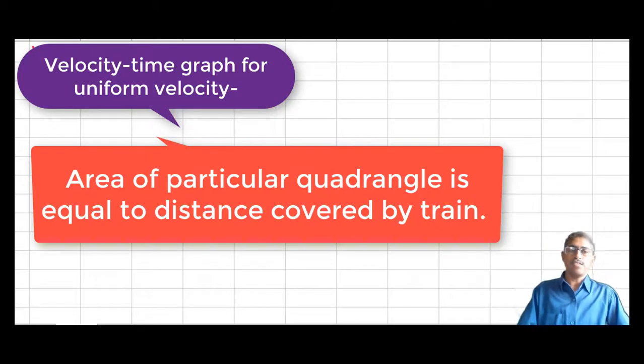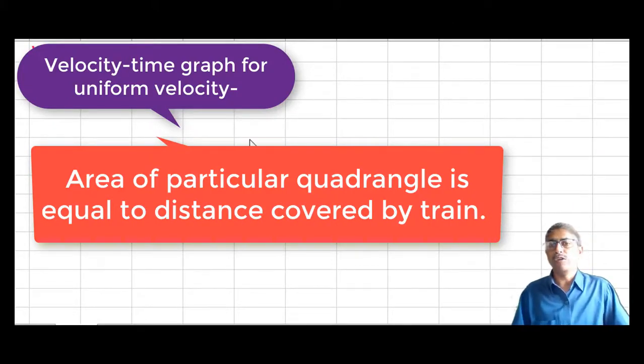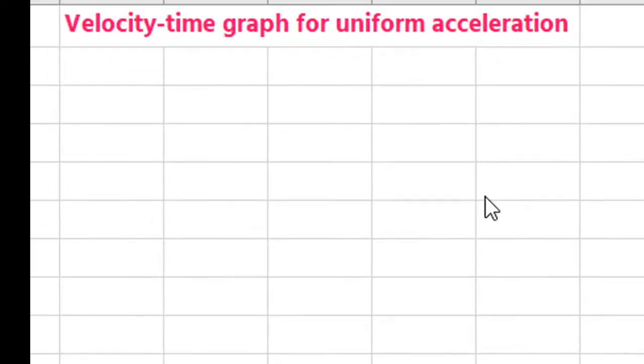Student, in the last video we have seen the velocity time graph for uniform velocity, and in that graph we have seen that the area of that particular quadrangle is equal to the distance covered by that train. In this video we are going to study the velocity time graph for uniform acceleration. That train is moving with uniform acceleration.